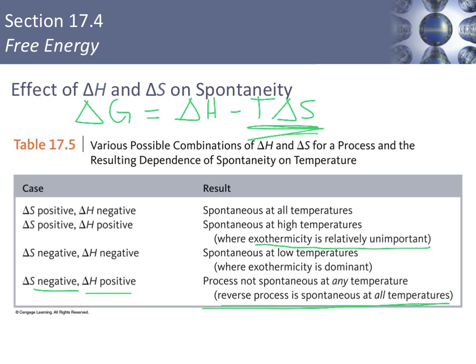Now for the other case here, your delta S negative and your delta H negative, again, when you subtract a negative number here, you are basically adding. And so if the temperature is low, that term will be low enough to give you a negative answer for your delta G. This right here says where exothermicity is dominant, meaning where heat released is dominant. And we see that here with our negative delta H.